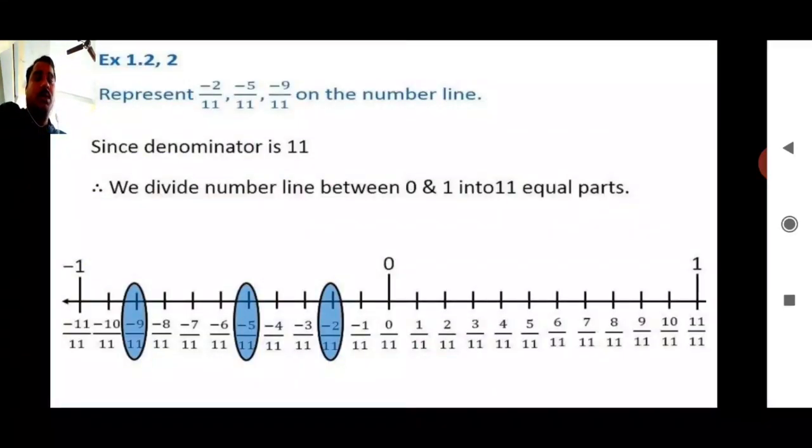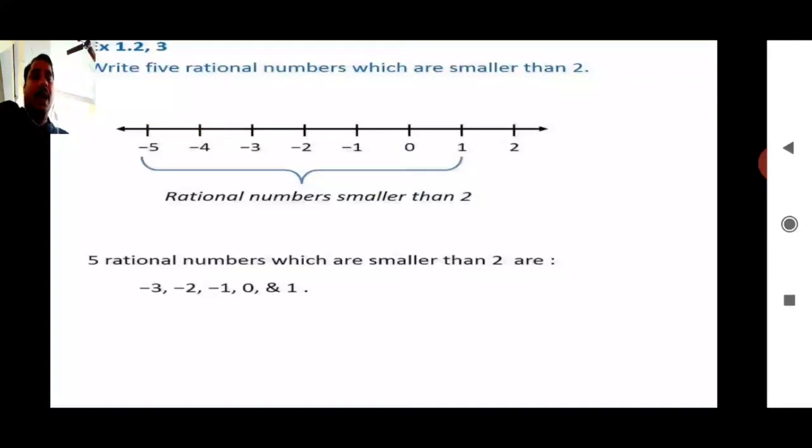Next one, represent these numbers. You will try to solve this question. Next one, write 5 rational numbers which are smaller than 2.